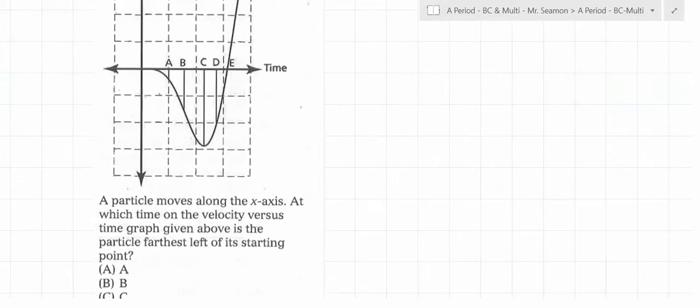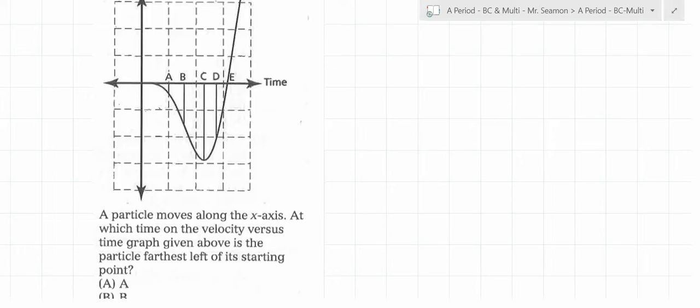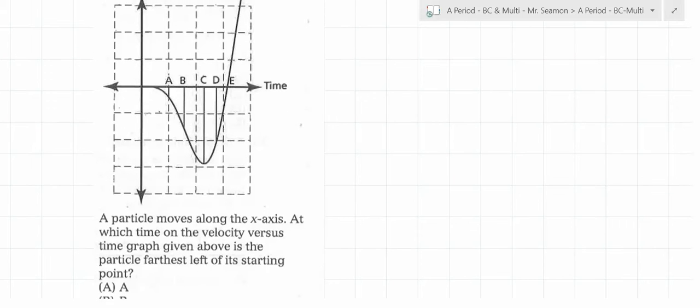On the velocity versus time graph given above, at which time is the particle farthest left of its starting position? So left means it's going to be left of its starting position if the velocity is negative. It's moving away, like backwards, if it's negative. Does that make sense, everybody?